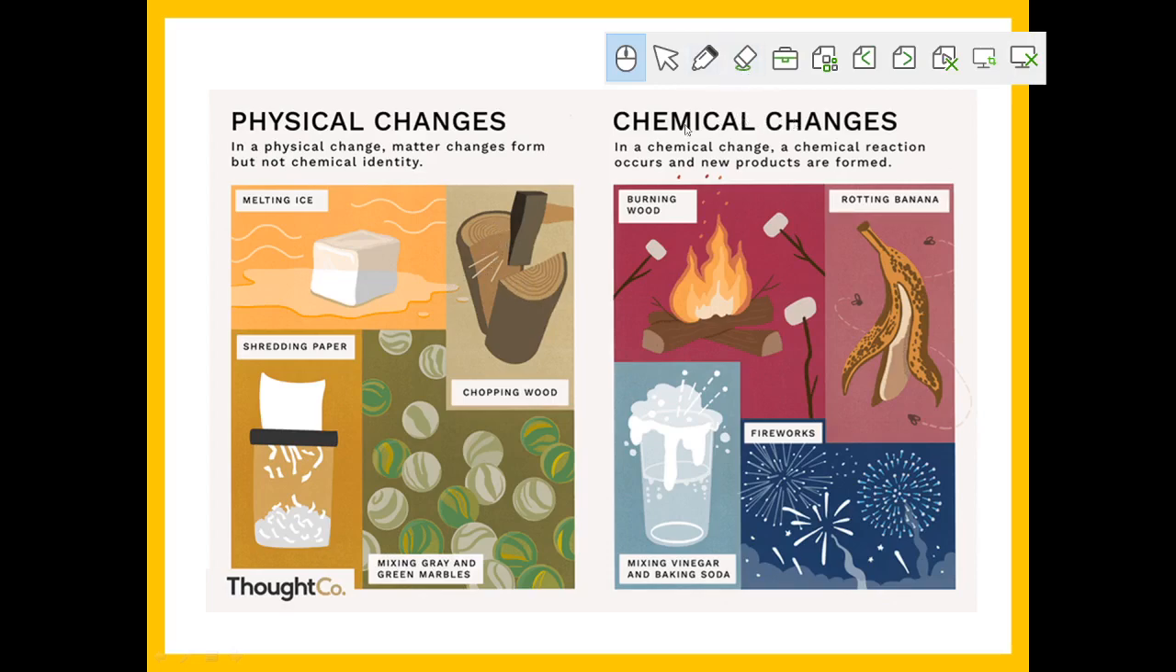The chemical reaction or the chemical change. In a chemical change, a chemical reaction occurs and new products are formed. Look here. Burning wood, mixing vinegar and baking soda, fireworks, rotting banana. Okay?